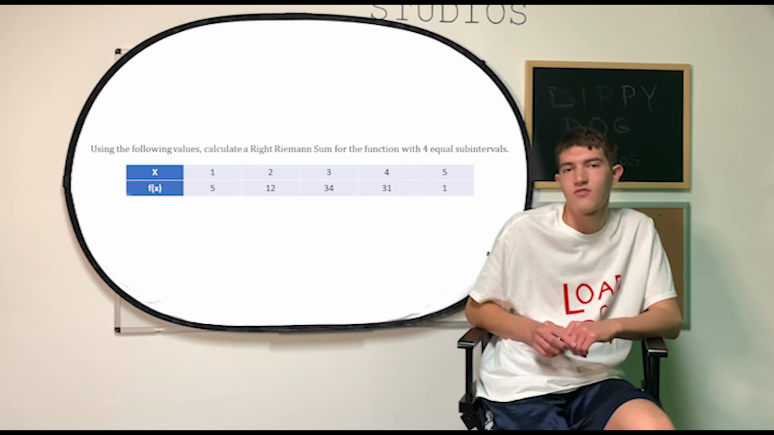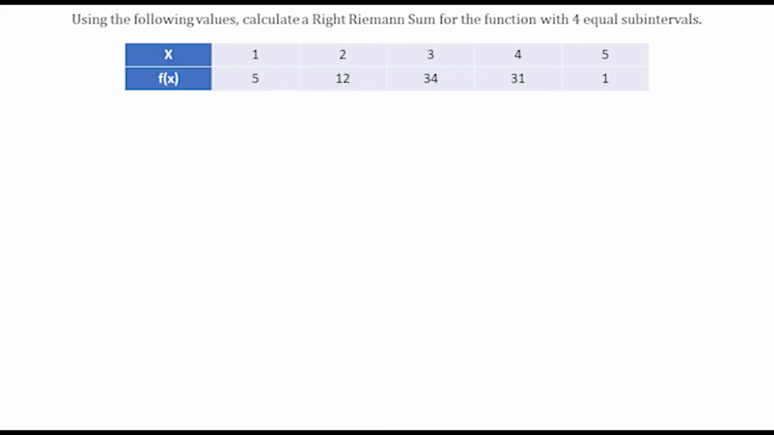To start, let's go over a right Riemann sum. The graph is being divided into 4 equal subintervals. To get the distance between subintervals, one subtracts the lowest x value from the highest one. 5 minus 1 equals 4, and then divides the number by the number of subintervals. 4 divided by 4 equals 1. Each subinterval is 1 unit wide.